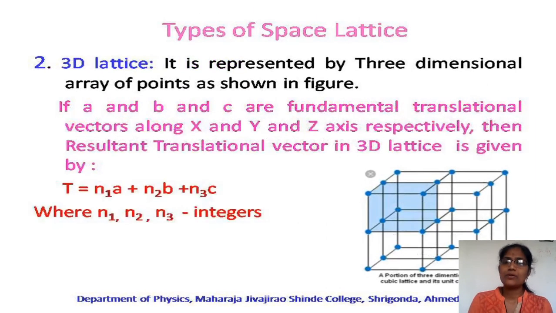In the case of a three-dimensional space lattice, we have to consider three axes, that is the x, y and z axes, and the whole structure can be drawn by repeating A n1 times along the x-axis, B n2 times along the y-axis, and C n3 times along the z-axis, where n1, n2 and n3 are integers. Hence, the translational vector in a three-dimensional lattice is given by n1 times A plus n2 times B plus n3 times C.